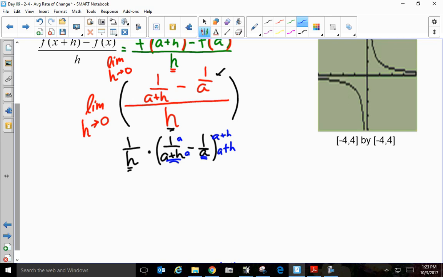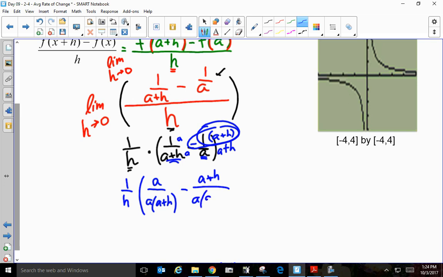Okay, you guys got that? You guys follow? Okay, so let's rewrite this. I have 1 over h times, well, 1 times a is a, over a times a plus h, minus, now I'm going to multiply these, but don't forget, it's a negative 1 I'm multiplying. Let's just do minus, and we'll just multiply these two. That is a plus h, all over a times a plus h.